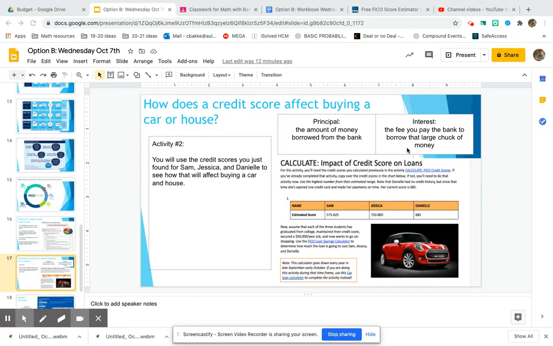So when you guys get a loan for a car or a house, you're not only paying the bank back for how much that car or house cost, you're also paying them back for the interest, which is the fee the bank is charging you for giving you all of that money up front for your car or your house. So when you get a loan, you have to personally pay the principal and the interest back to the bank.